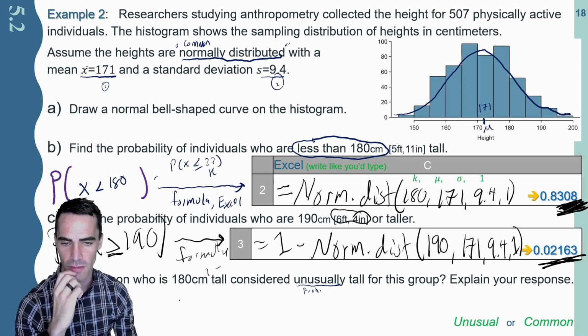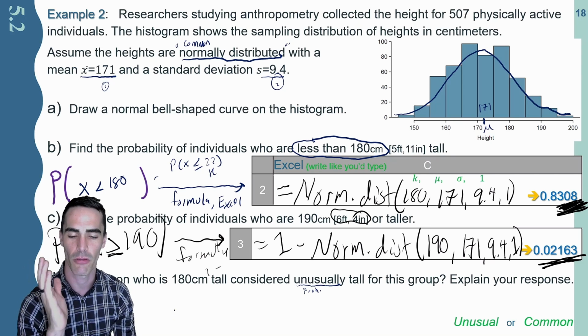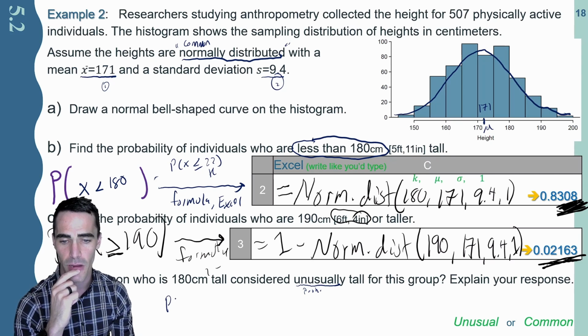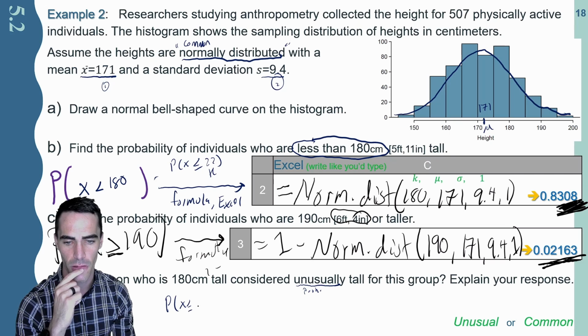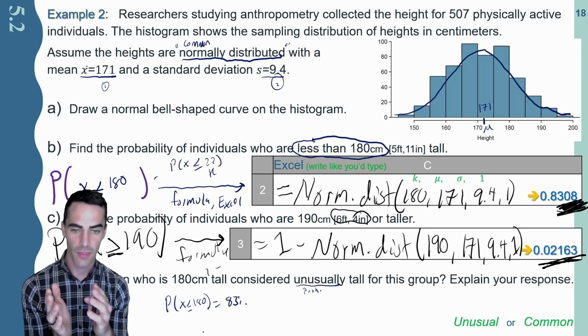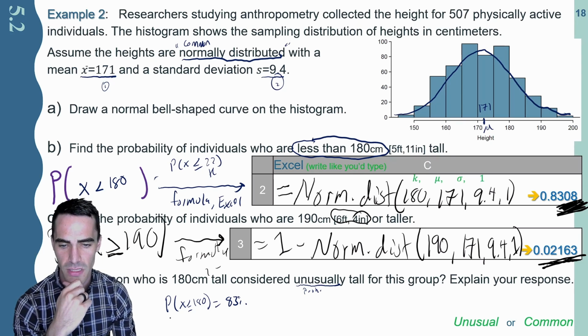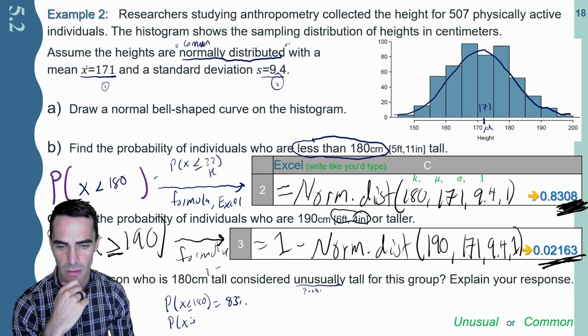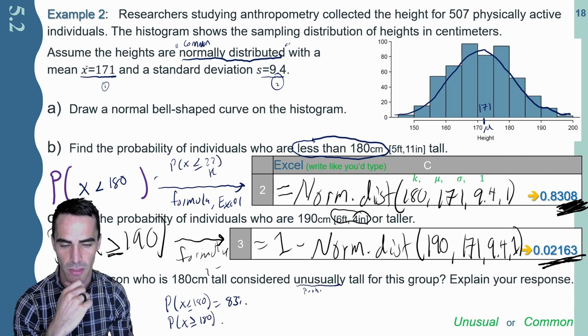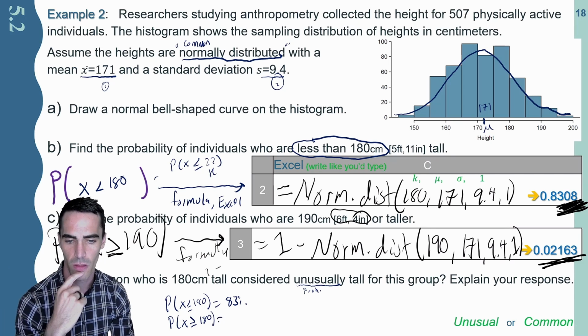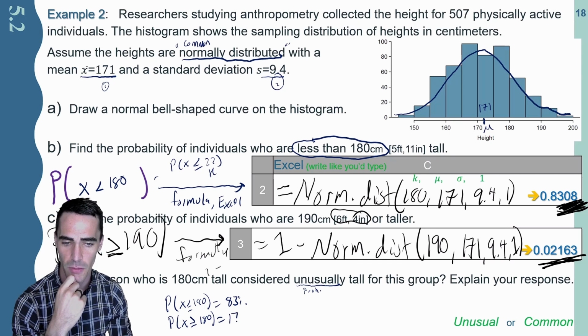Well, we know a couple things. For instance, when I talk about unusual, we're thinking probability. Is it unlikely? I know the probability that somebody's shorter, less than or equal to 180 centimeters. That was from up above. It was about an 83% chance. And so if I want to know if 180 centimeters is unusually tall, well, then maybe I can ask the question, what's the probability that somebody is greater than or equal to 180 centimeters? That's considered tall. Well, fortunately, these two events are complements. I know the probability, it's 17%.